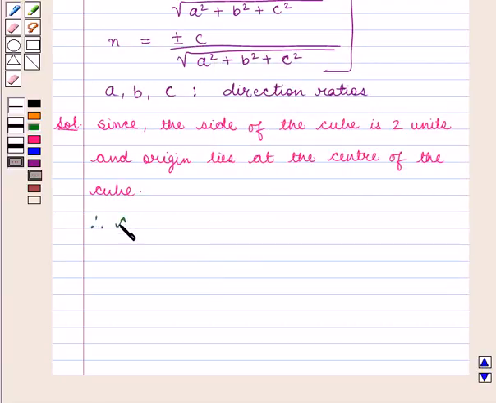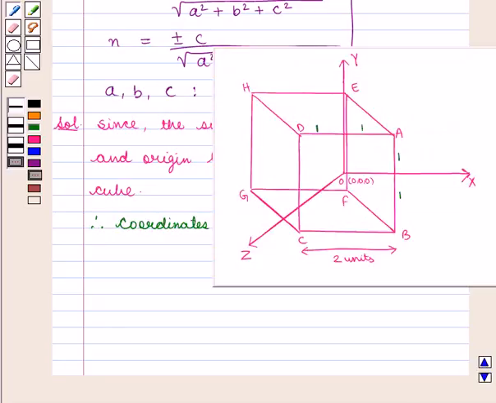Therefore, coordinates of its vertices are given by the following. Since A lies on the positive side of all the axes and has x, y and z magnitude equal to 1, the coordinates of A will be 1, 1, 1. Similarly, since B lies on the positive side of the x and z axes and on the negative side of the y axis, the coordinates of point B will be 1, minus 1, 1.